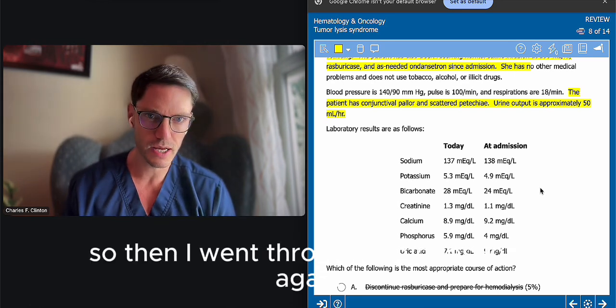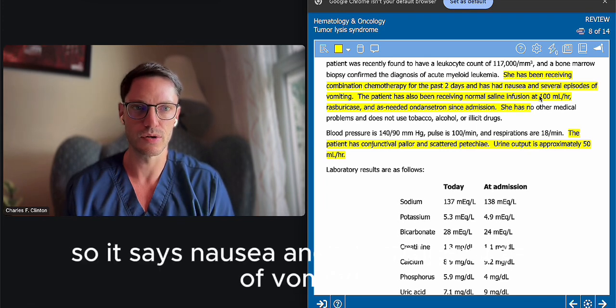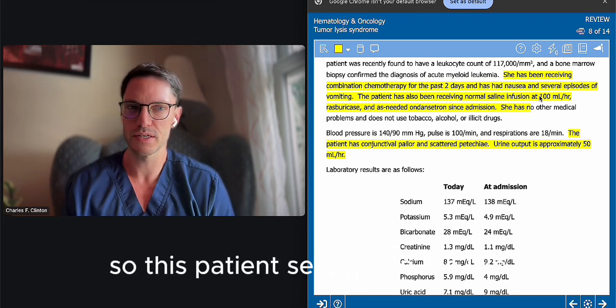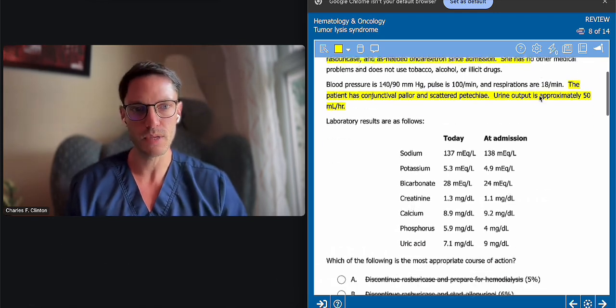So then I went through the question again and I see that the patient is vomiting. If the patient is vomiting, right, they don't put these things in the question just because. It says nausea and several episodes of vomiting. So it seemed to me the patient was being dehydrated by the vomiting, and maybe we weren't giving enough fluids. And that might have been the reason.